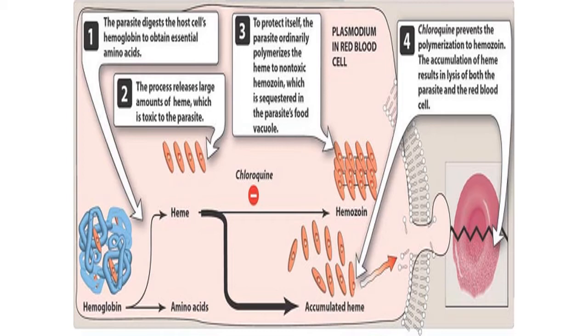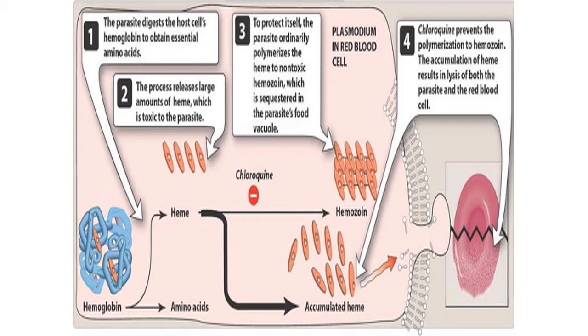the parasite digests the host cell's hemoglobin to obtain essential amino acids. That process releases a large amount of heme, which is toxic to the parasite. Now, to protect itself, the parasite ordinarily polymerizes the heme into non-toxic hemozoin, which is sequestered in the parasite's food vacuole. Now, in the fourth step, when chloroquine is given, chloroquine prevents the polymerization of heme to hemozoin. Chloroquine tends to accumulate the heme. The accumulation of heme results in lysis of both the parasite and the red blood cell.